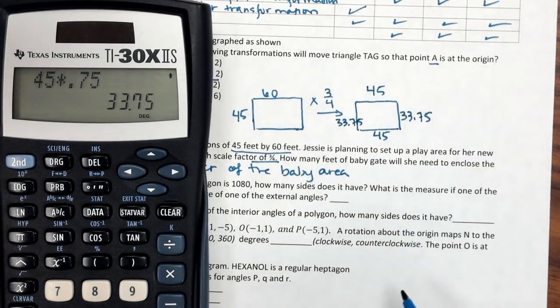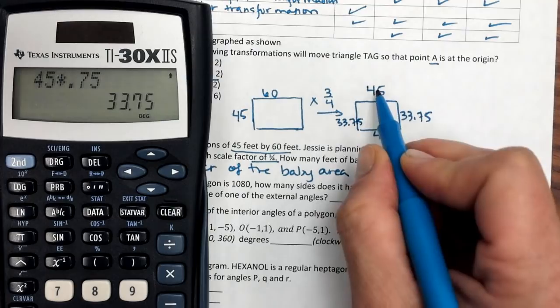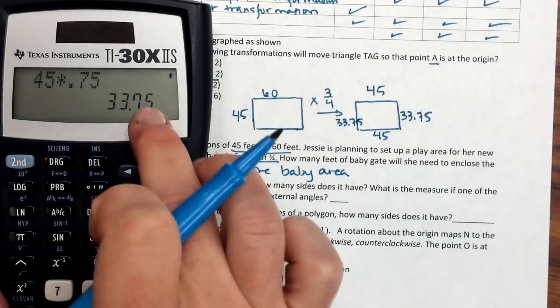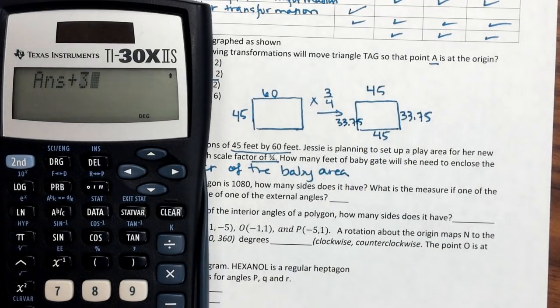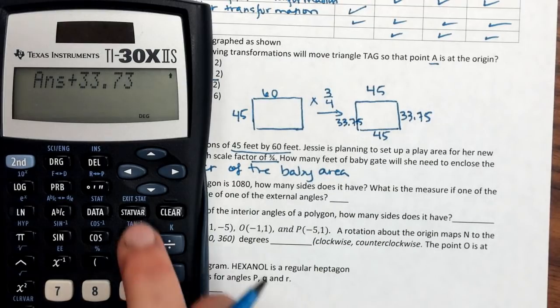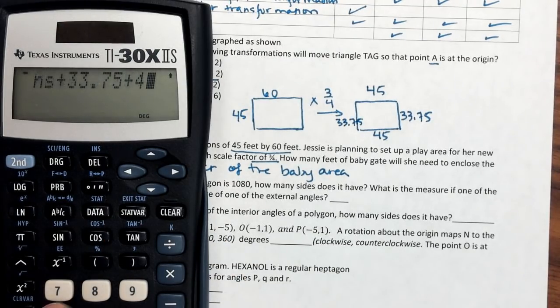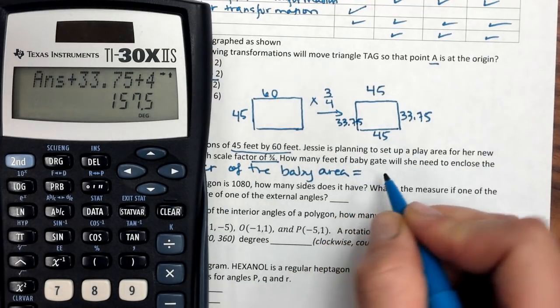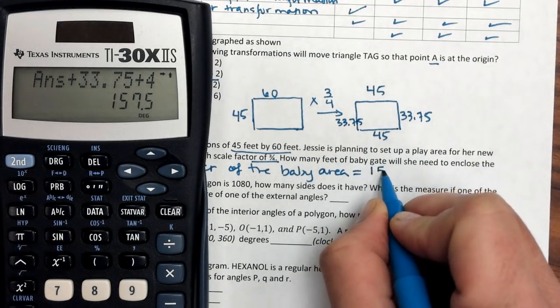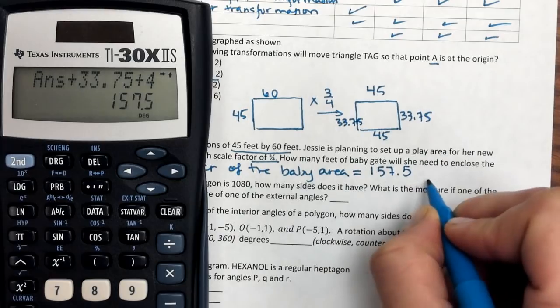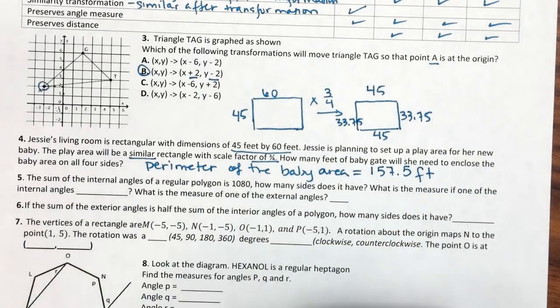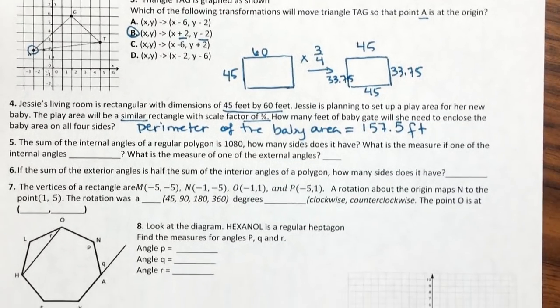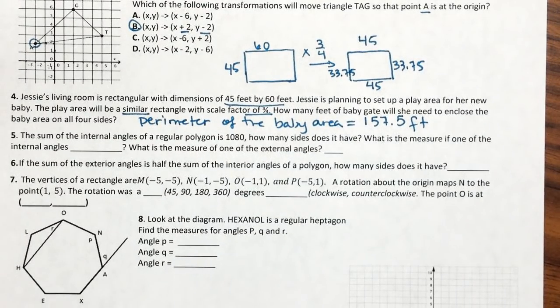So if we want a perimeter, we need to add up all 4 sides. So 33.75 plus 45 plus 33.75 plus 45 equals the perimeter of the baby gate, which would be 157.5 feet. All right. The sum of the internal angles of a regular polygon is 1080.